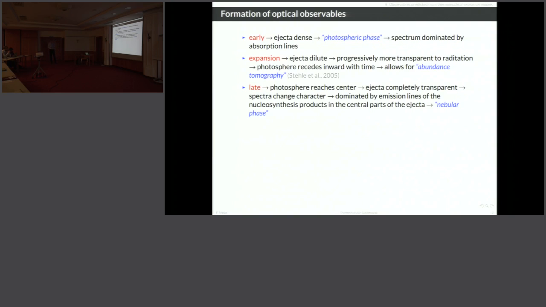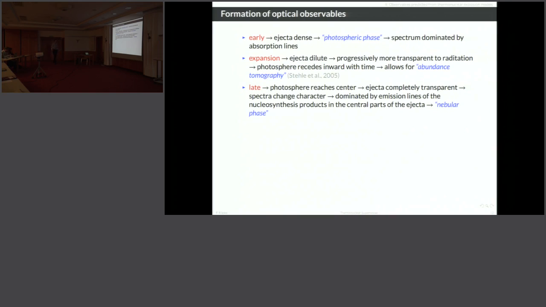Now, very late, the photosphere, at least the pseudo-continuum, reaches the center of the ejecta, and then the ejecta become completely transparent, and they change their character. They are then dominated by the emission lines of nuclear synthesis products in the central parts of the ejecta, and this is called the Nebula Phase. Well, this happens rather late, only 100 days or so after the explosion, or a few hundred days after the explosion. So then the supernovae, of course, are already rather faint.